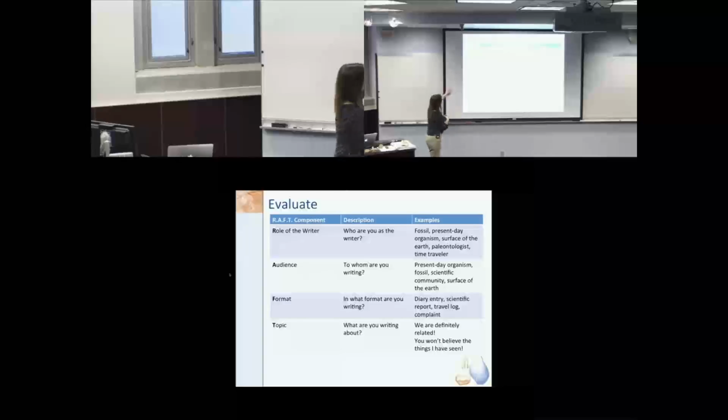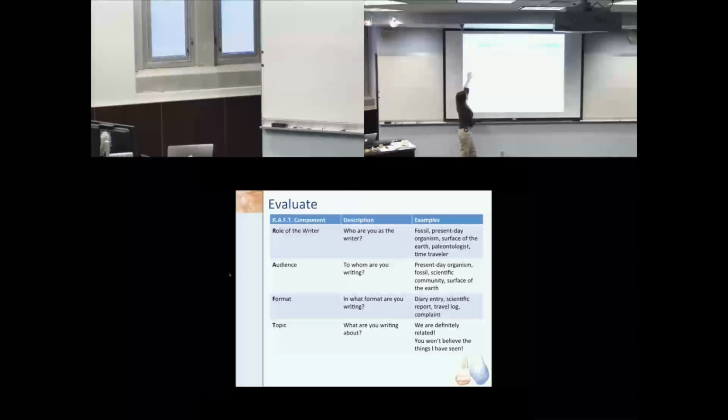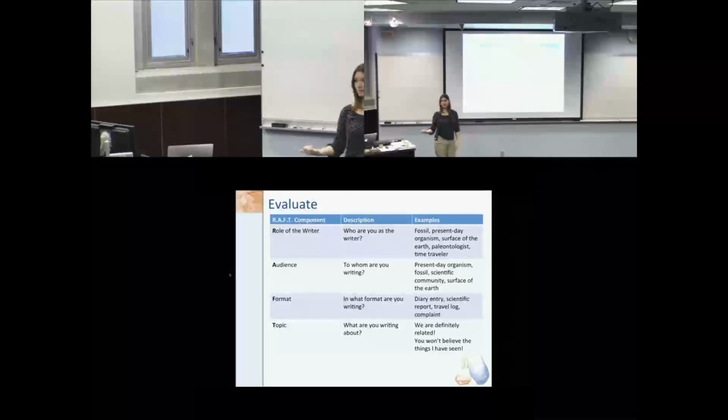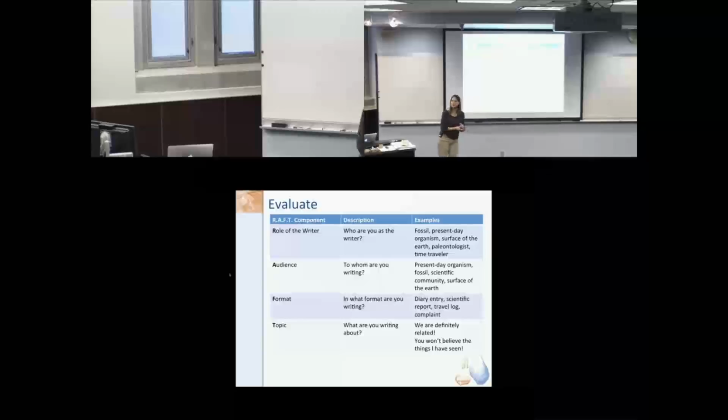So the first thing you want that student to decide is, who are they as the writer? So they can take a role. They could take a role of a newspaper reporter that got on a time machine and went back to the Ordovician. They could be a Brachiopod talking to his buddy, "Hey, cousin Brachiopod, how's it going?" So there's a lot of flexibility and creativity that could be employed here.